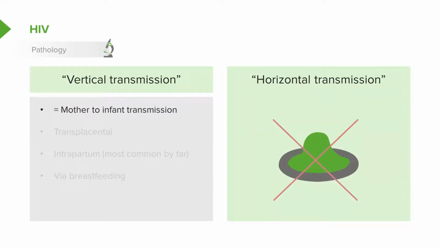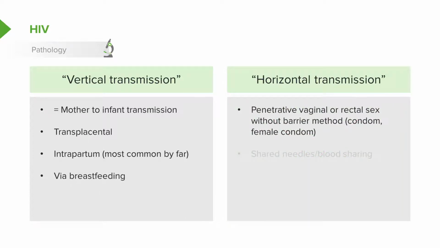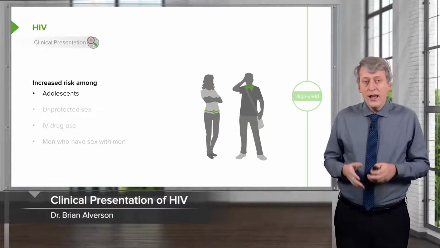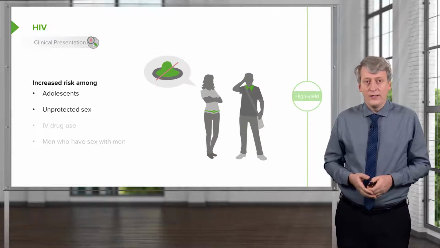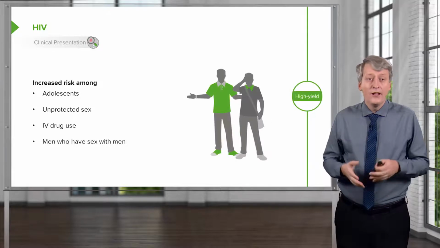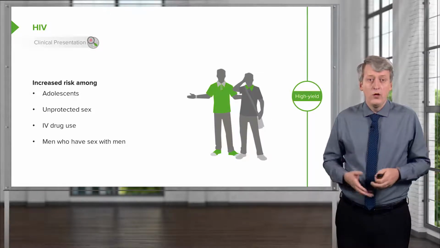So remember, for vertical transmission, this is mother-to-infant transmission. It's generally transplacental. It can be intrapartum, which is by far the most common, or it can be via breastfeeding. And for horizontal transmission, it's through penetrative vaginal or rectal sex without a barrier method, and can be transmitted also by needle sharing or through blood sharing. Who's at increased risk? Well, adolescents are. That's because they tend to have unprotected sex. IV drug use is reasonably high in this population, and it's also an increased risk among men who have sex with men.